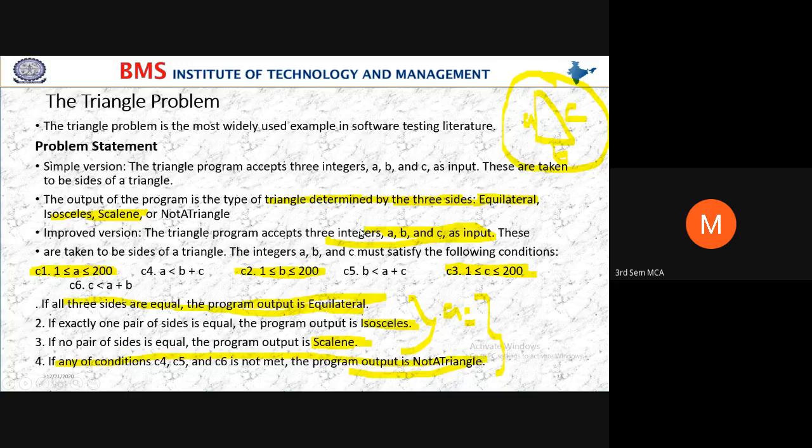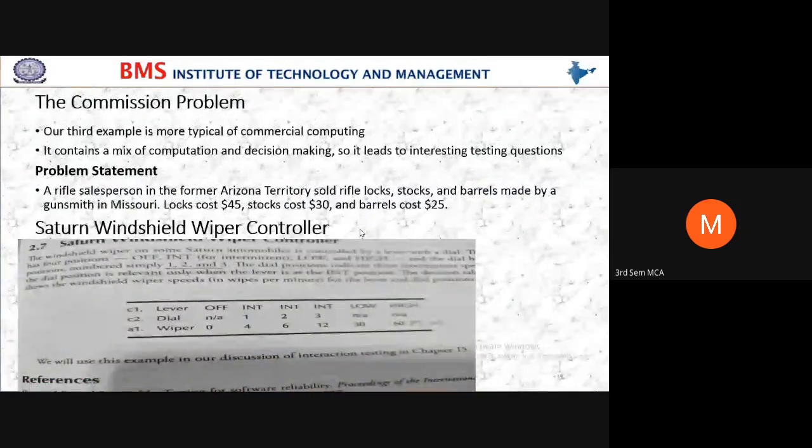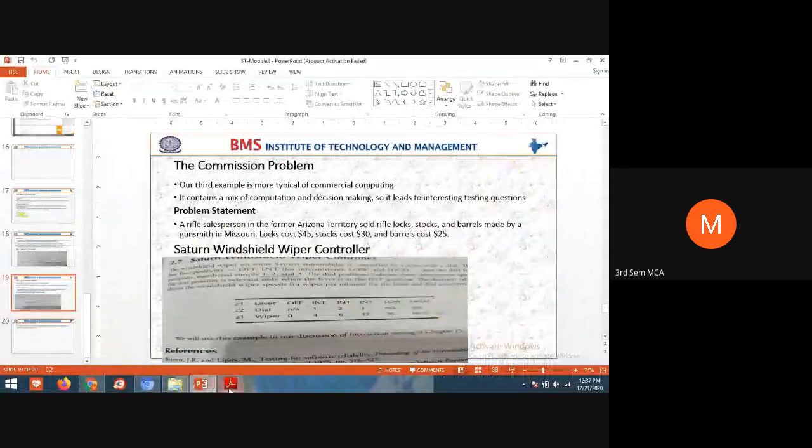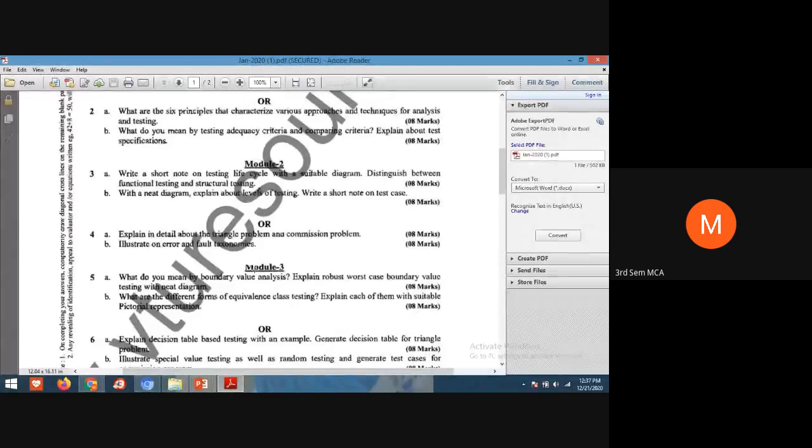And the commission problem. There we have taken the example of a salesperson or an owner who is manufacturing locks, stocks, and barrels, and the cost of locks is $45, stocks is $30, and barrels is $25. So based on this, you have to explain the concept, so that answer you have to write.